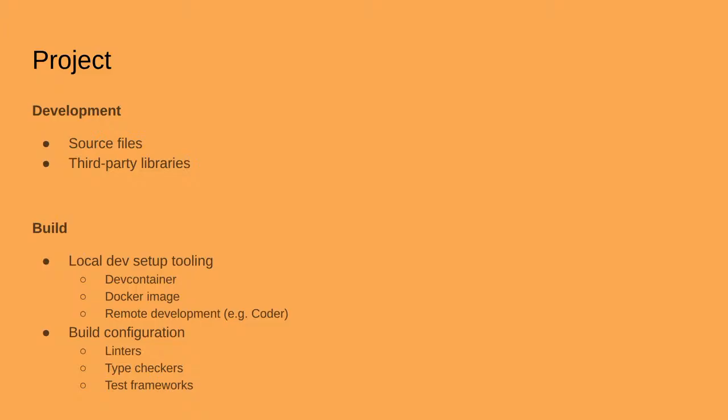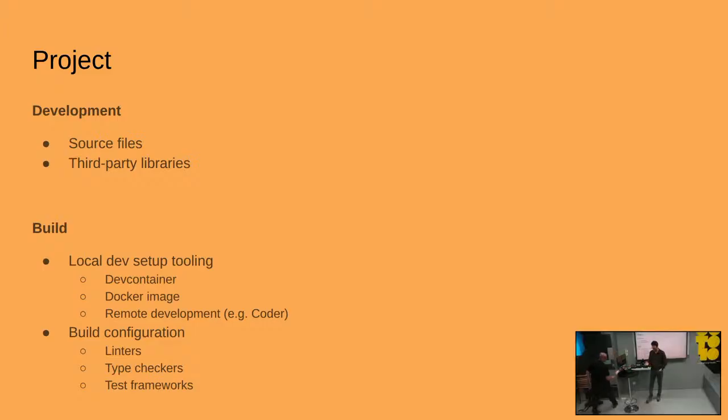Okay. So we can start with just the basic foundation of how the project would look. As you work as a software engineer, you would do the development on the source files, something that you operate mostly on. Then you have some third-party libraries that you inevitably will depend on. Then a necessary part of the build is going to be the local dev setup and tooling.